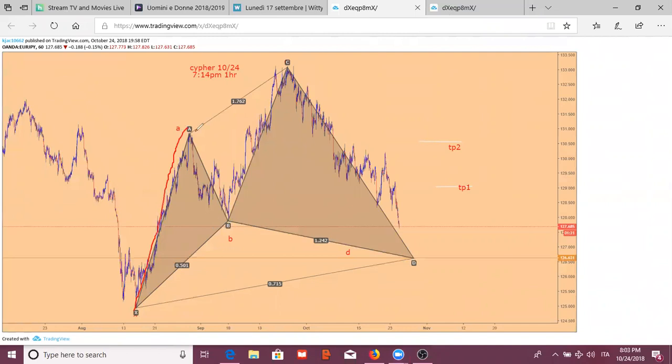And then you took your fib from here to here to get your extension, which is the 1.272 level. And then you found a completion because you took your fib from X to C to get this point right here. The C leg was higher than the A leg. The C leg for the cipher is always going to break above the A leg.